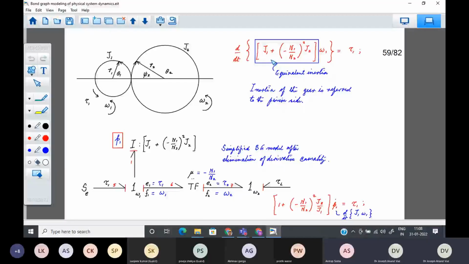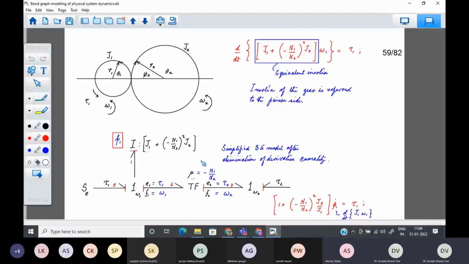So here, in this case, the inertia of the gear is referred to the pinion side. Okay. This is a simplified bond graph. If you eliminate the derivative causality, you can take away the I element from here and shift it here. But when you shift it here, its effect is that it results in the addition of this term over here. So this is a simplified bond graph model after elimination of the derivative causality.